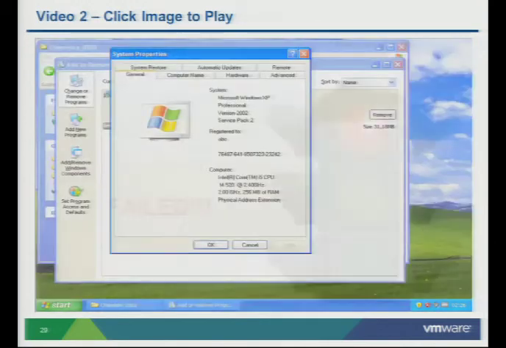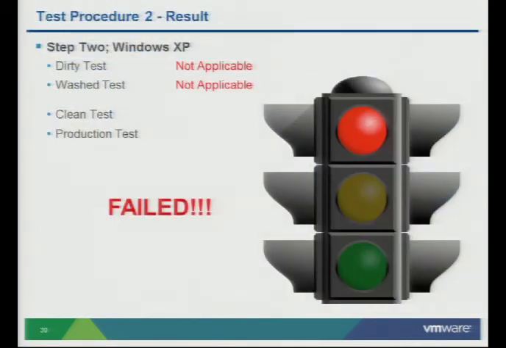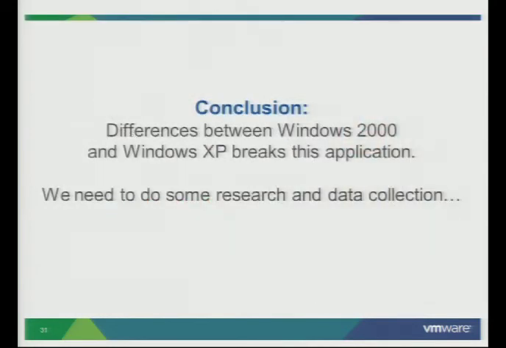So my next step is, the clean production test failed, and then since I'm so highly intelligent, I came up with this conclusion. Differences. Rockstar. Difference between 2000 and XP. That's the reason this application fails. We need to do some data research, data collection.